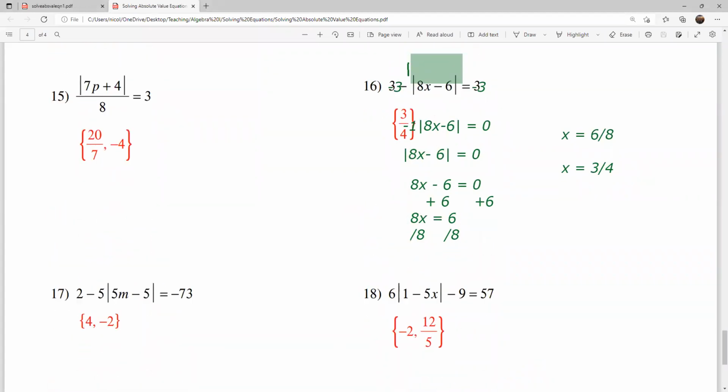So try to practice these. Remember, get the absolute value alone. When you set up your problem, like here, I'm going to multiply the 8 to the other side. When you set up your two equations, be sure that you equal one of them to a negative. That way you can get your second answer. So that's important. That's why I'm repeating it. So be sure to practice these.